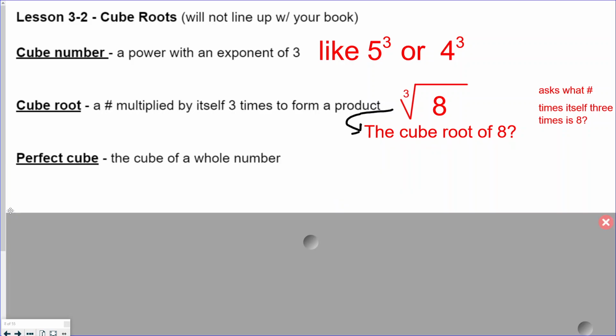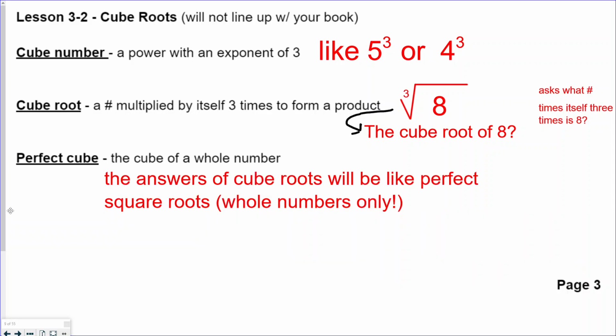Well, the perfect cubes are the ones that have whole numbers for the answers, and we're going to stick with those. So we're only going to deal with cube roots that have an integer or a whole number for the answer. So let's fill out our chart on the next page, and that'll settle us in. If you really want to think of it, think of these cube roots like the perfect square root ones, the ones where we have whole numbers only.